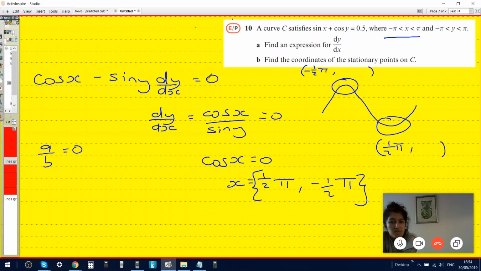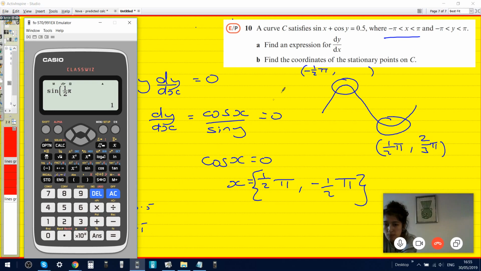What is sine a half pi? 1. Yep. So you have 1 plus cos y. So cos minus 1 of that. Oh, 2/3 pi. So that's 2/3 pi. Yep. Okay, and the other one? Minus 2/3 pi. Sub it in. So sub in minus a half pi.